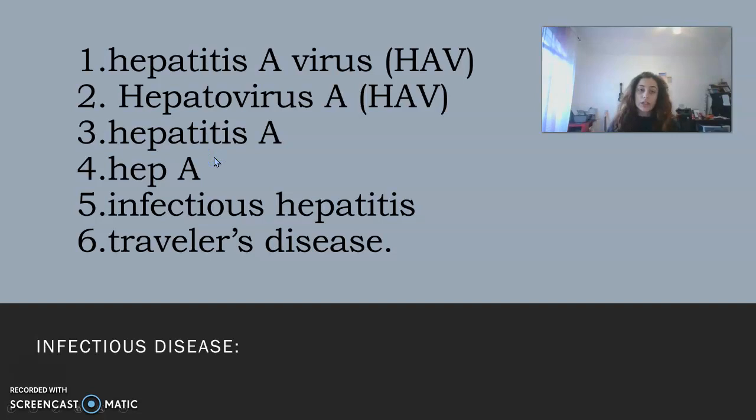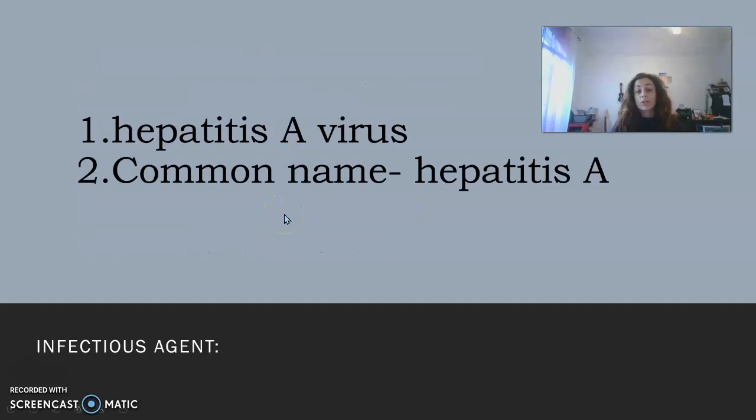So, its official name is hepatitis A virus or hepatovirus A due to its hepatoviral classification. It has four common names: hepatitis A, Hep A, infectious hepatitis, and traveler's disease. Its infectious agent is hepatitis A virus, and its common name is hepatitis A. Throughout this presentation, I'm probably just going to be saying Hep A.